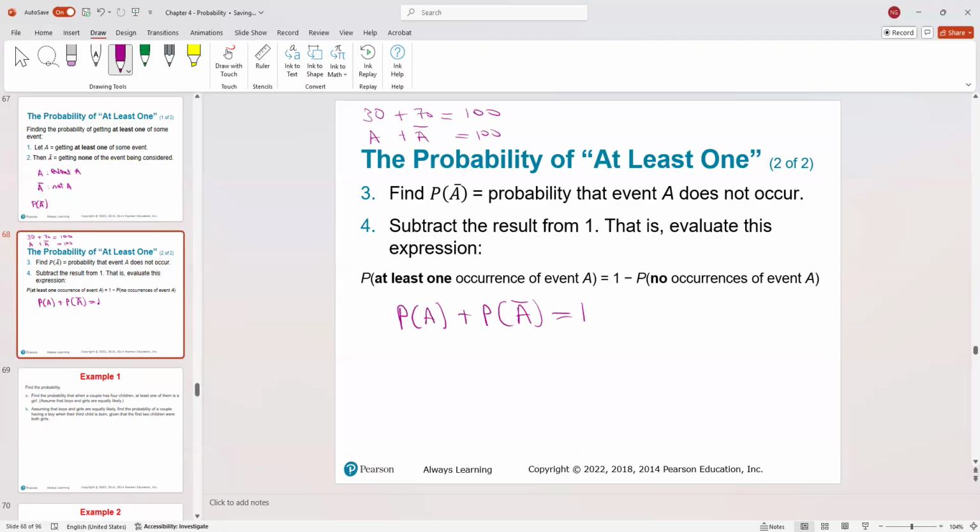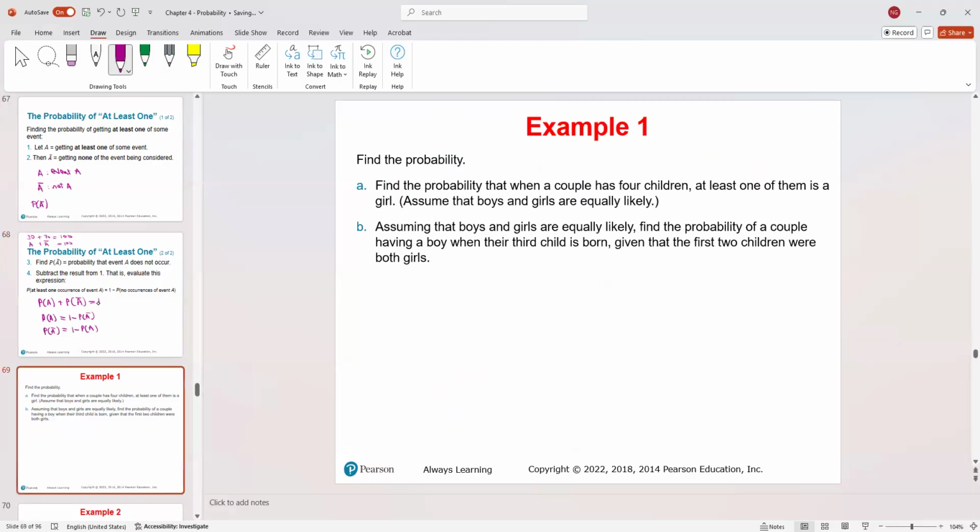Now, if I know what I don't give, I can subtract it from 1 to find the probability of what I give. If I want to find out what I don't give, I can subtract what I give from the 100%. So we can do either one, and that's what we show here: the probability of at least one occurrence of event A equals 1 minus the probability of no occurrence of event A.